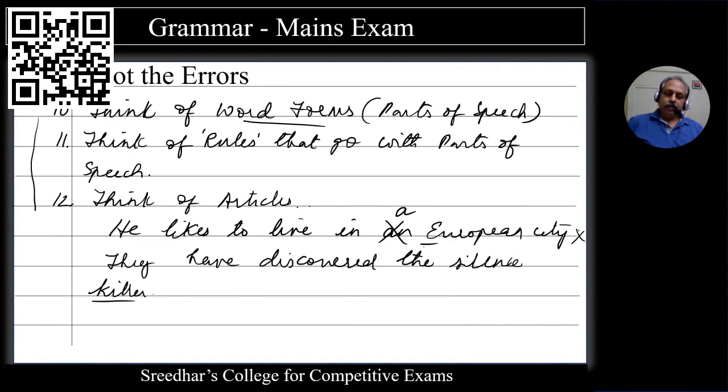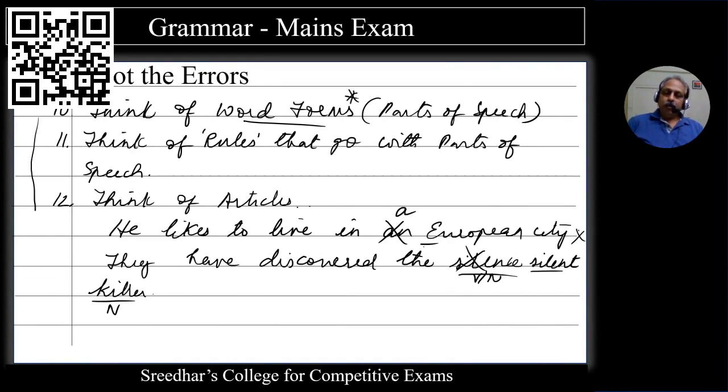Here silence could be a verb, it could be a noun, and killer is a noun. Before a noun, we should not use a noun or a verb. We should use an adjective. Silence is a right word, but not the correct form, wrong form. So it should not be silence, it should be silent. They have discovered the silent killer. This question goes with what I call word forms.